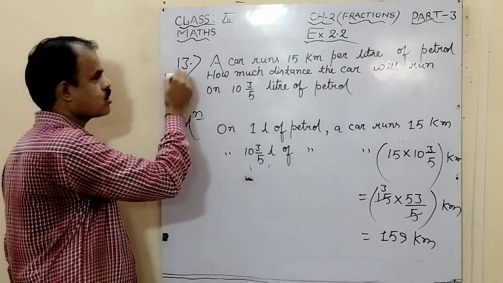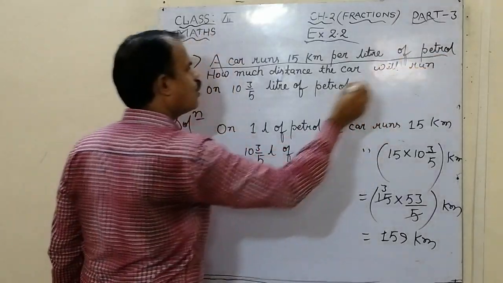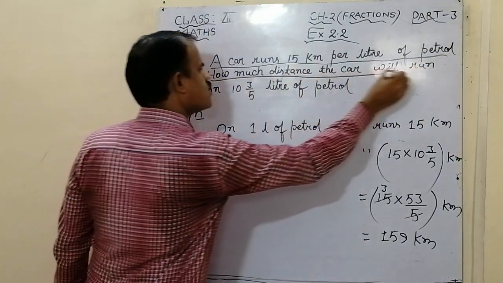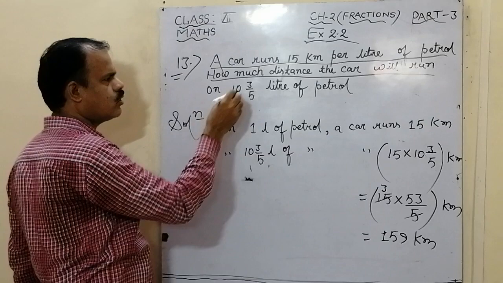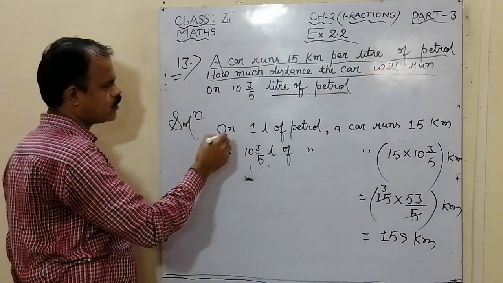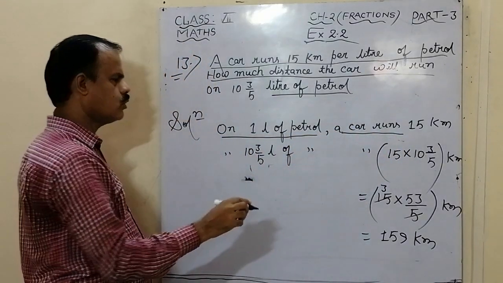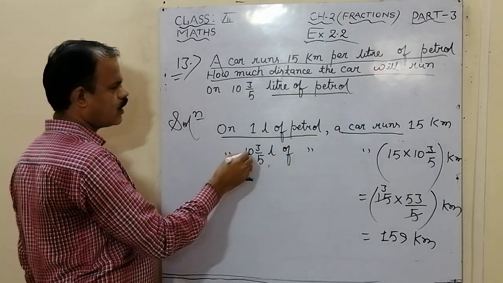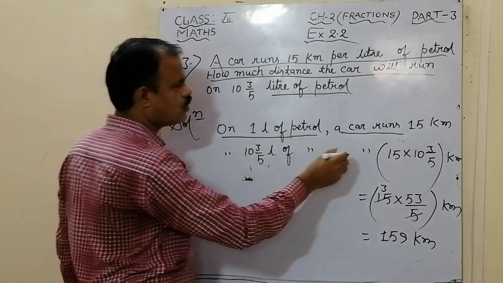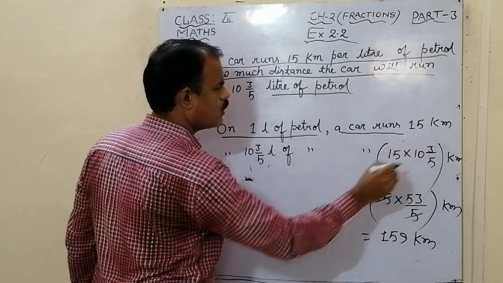Yes, question 13. A car runs 15 km per liter of petrol. How much distance will the car run on 10 whole 3/5 liters of petrol? We have the information that on 1 liter of petrol a car runs 15 kilometers. So on 10 whole 3/5 liters of petrol, a car runs 15 multiplied by 10 whole 3/5.